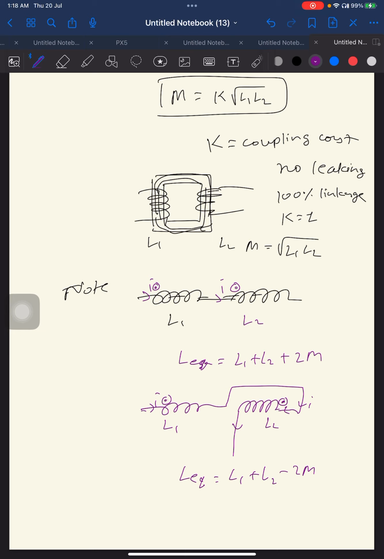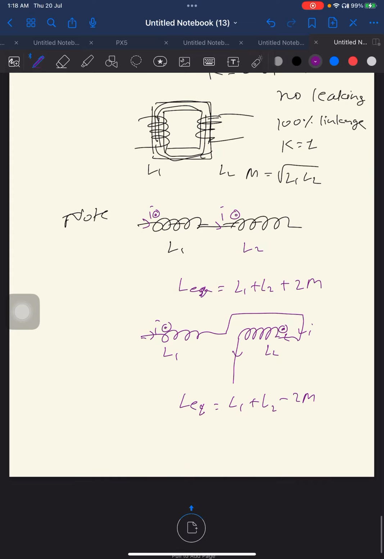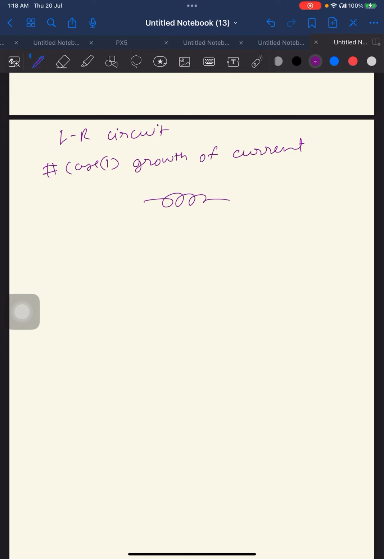Now the next one is your LR circuit. So first of all, write down LR circuit. Case one is growth of current. If you are going to use an inductor, you take a battery, a resistor is also there, and you take a switch.